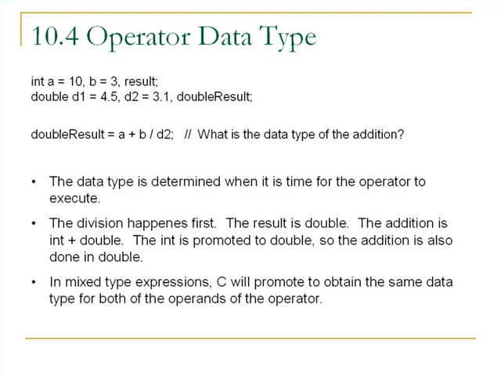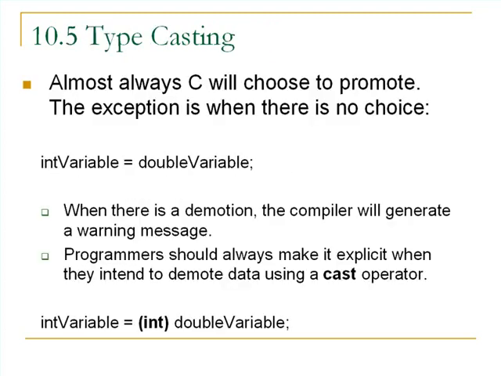When we have mixed data type expressions, C will always choose to promote from the smaller data type to the larger data type. There's less room to store information in an int than there is in a double, and when C has a choice, it will always promote.